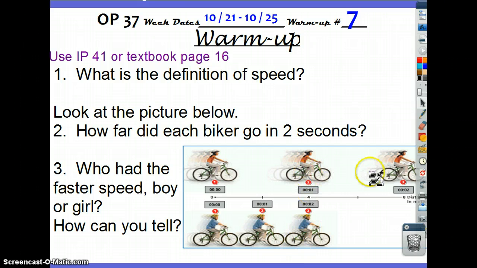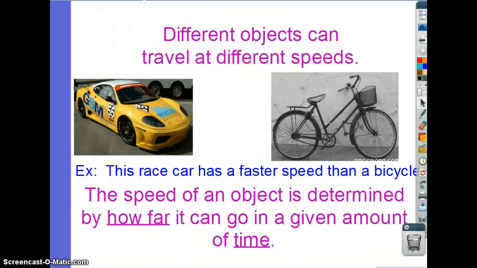Well, the reason why we know that the girl's speed was faster was because she covered more distance in the same amount of time. They both rode their bikes for 2 seconds, but she went 8 meters in 2 seconds and he only went 4 meters in 2 seconds. The reason why I bring this up is because we know that objects can have different speeds, right? I mean, a race car is going to go way faster than a bicycle. Well, that's because it can cover more distance in probably the same amount of time. The speed of an object is determined by how far it can go in a given amount of time.